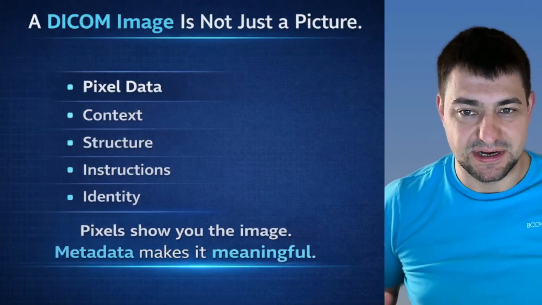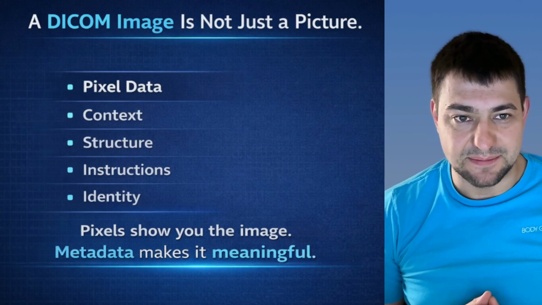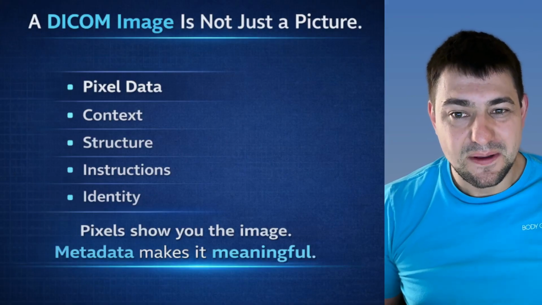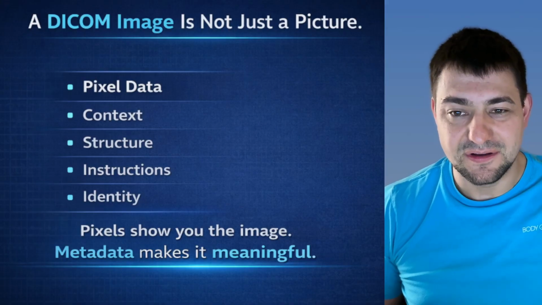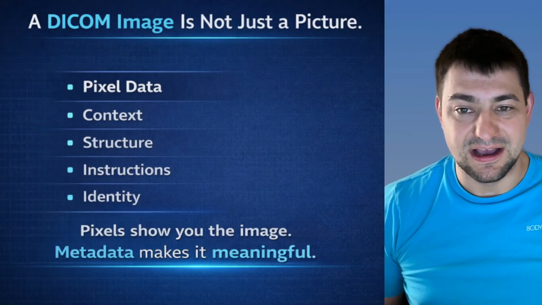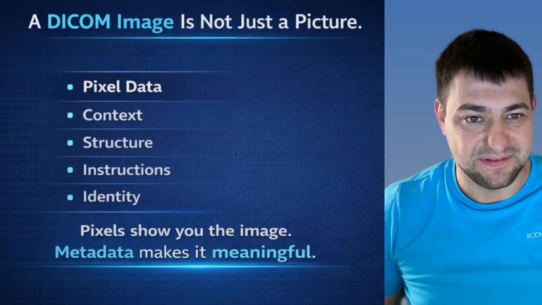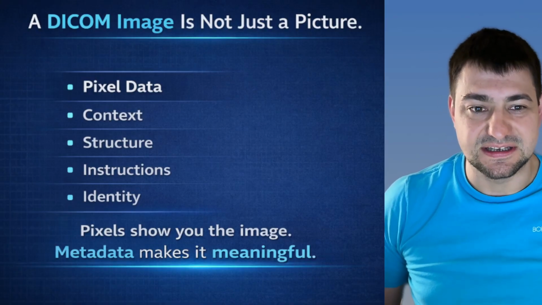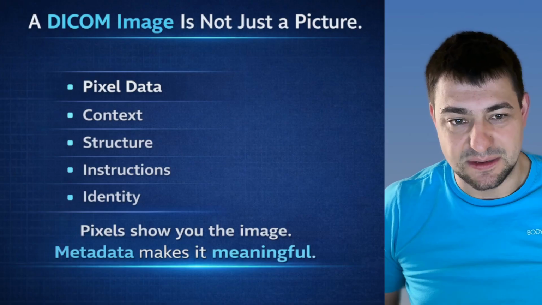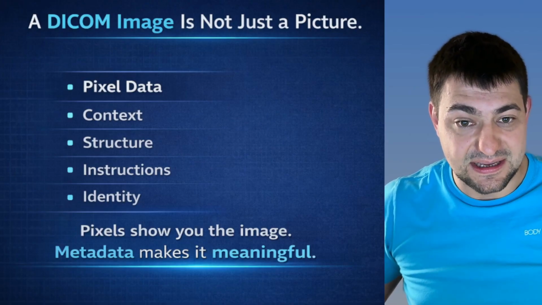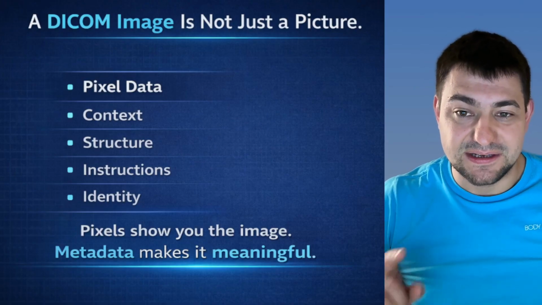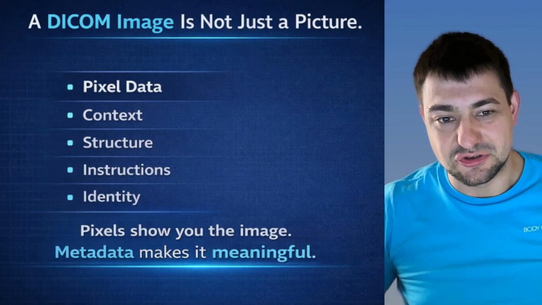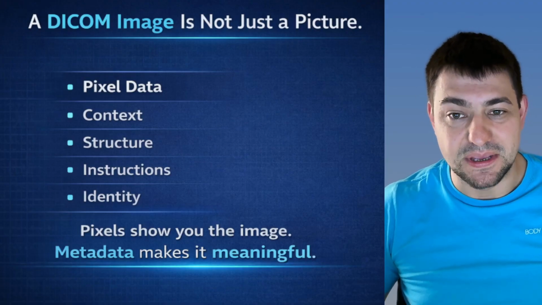Now, where does that bring us? That brings us to the main concept that a DICOM image is not just a picture. It's a picture married to a bunch of significant data, the metadata effectively, right? It gives us the context, it gives us structure, it gives us instructions on how to display this image properly. It identifies the image, and that makes the perfect marriage that is a DICOM object. Pixels showing you the image, and metadata making it meaningful.